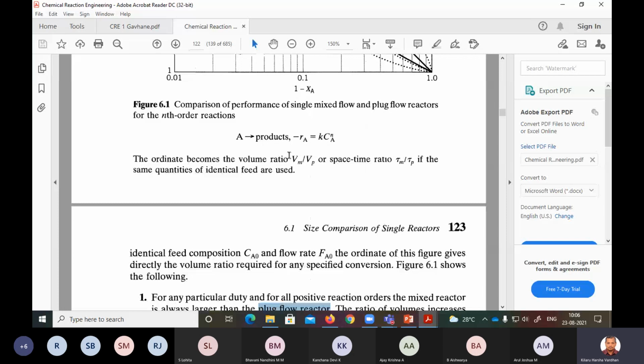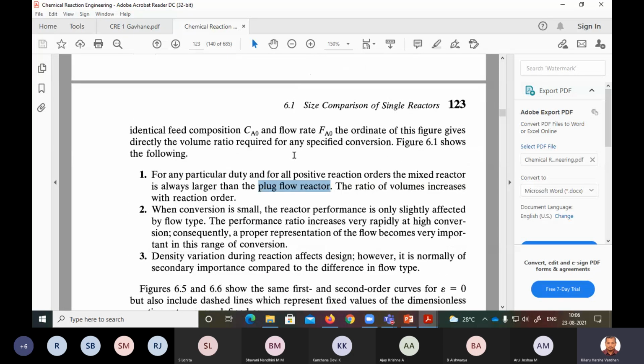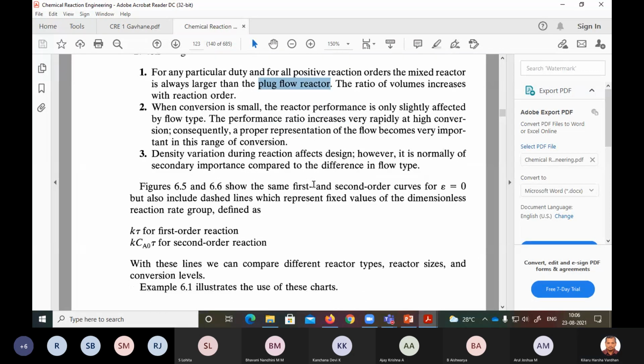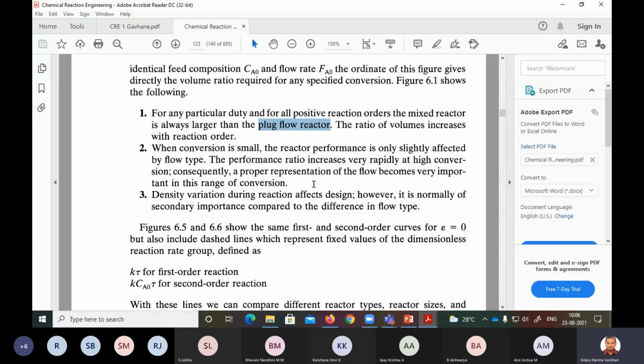That's what I asked. Some of you, I think Arjun, sent one mail. Yeah, Arjun, go ahead. What you talked about, we'll finish off here itself. Yeah, why will a mixed reactor have a higher volume than a plug flow reactor? You're there, Arjun? Yeah, go ahead. Yes, sir. Yeah.